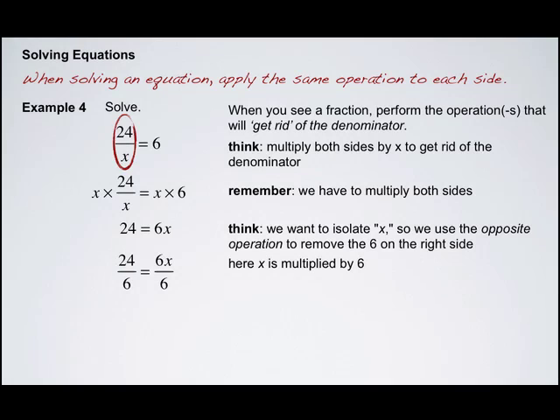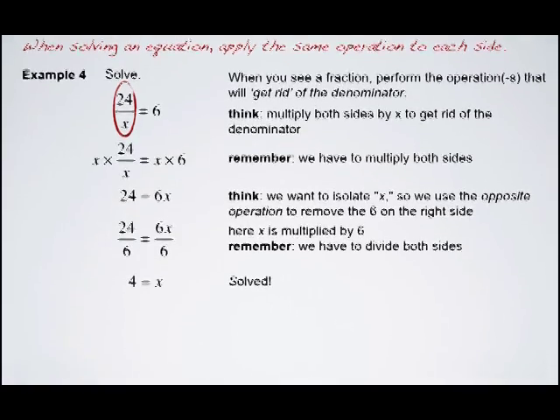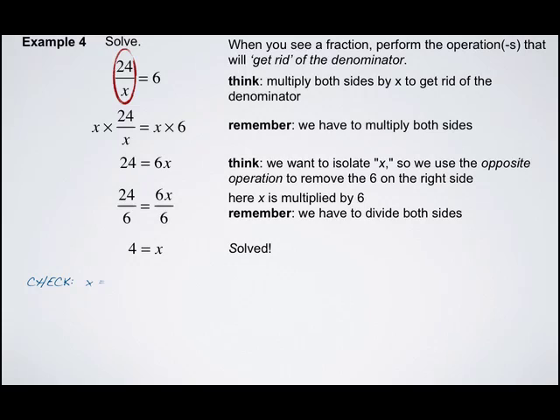So 24 divided by 6 is equal to 6x divided by 6. The 6's cancel, and we're left with 4 is equal to x. And we've solved it. Next, we need to check that x equals 4 is a solution for 24 divided by x is equal to 6.